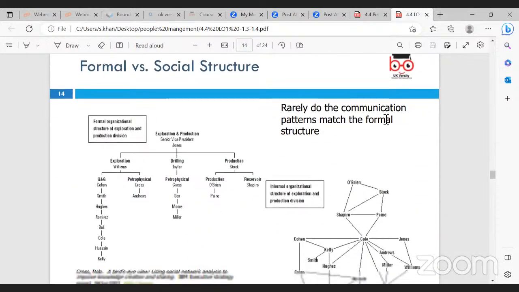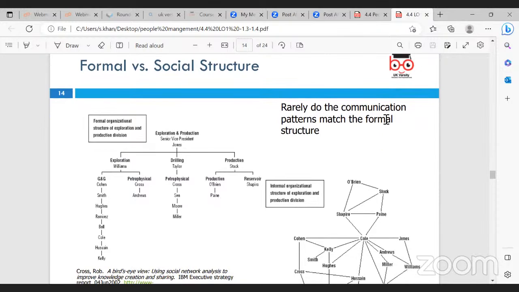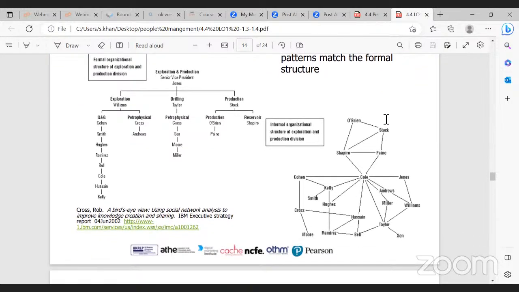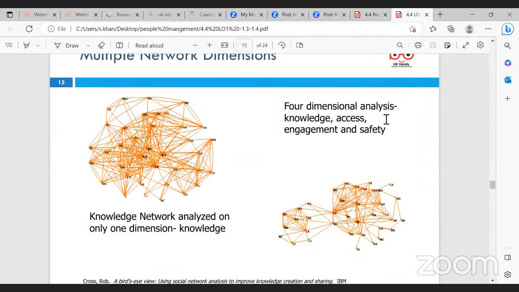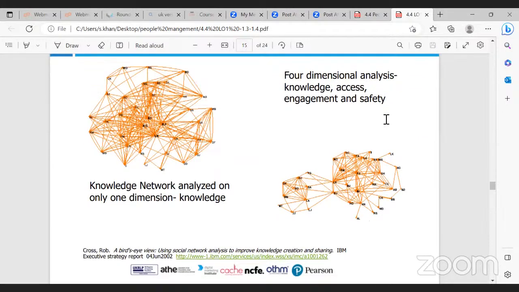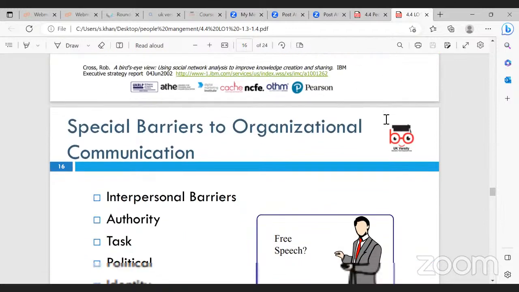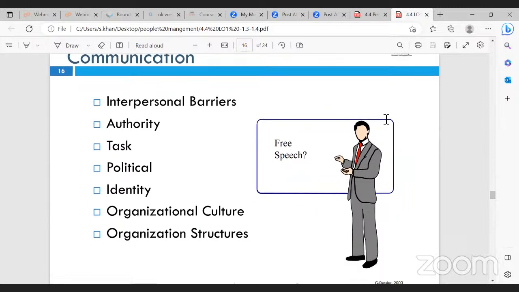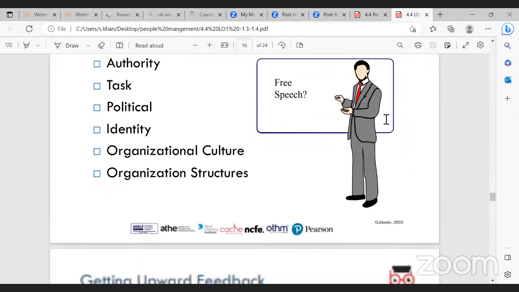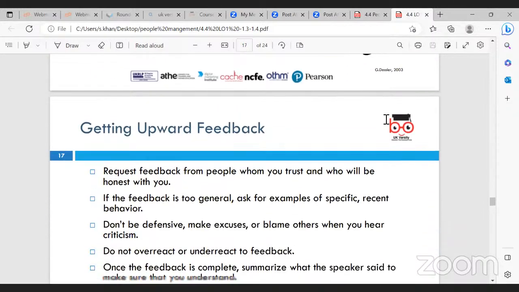Formal and social structure, as we mentioned earlier: this was a formal structure which we went through, and then the informal structure was the one in regards to just having the staff member's name. Multiple network, which we mentioned earlier as well: four-dimensional analysis of knowledge, access, engagement and safety, and knowledge network analysed on one dimension. Special barriers to communication, which we mentioned earlier on as well: authority, interpersonal barriers, tasks. So this is just repeating what we've gone through, okay?